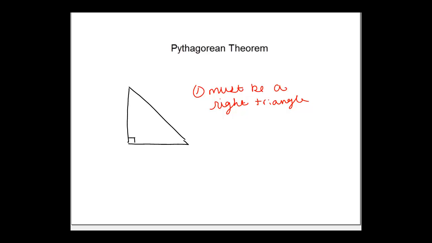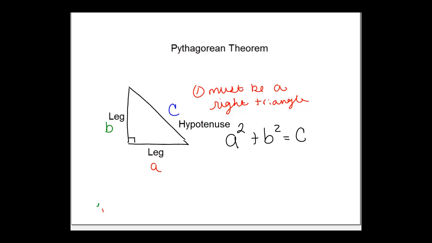We call this side leg A, this side leg B, and this side is called the hypotenuse, and it is C. Pythagorean Theorem's formula is A squared plus B squared equals C squared.